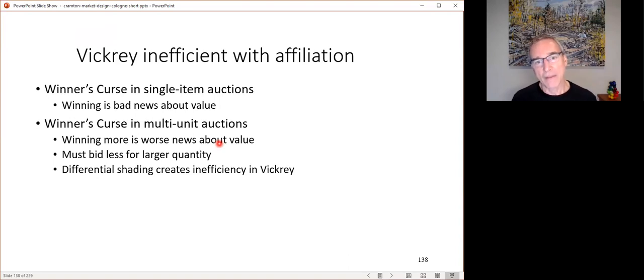Okay, so it should be clear that the Vickrey auction, well, actually, this is maybe a little bit subtle, but once we step outside of private values and we've got some common value element, then we can extend our thinking about the winner's curse. So the winner's curse in a single item, you'll recall, is that winning is bad news about value. And in order to avoid the winner's curse, I need to condition on the bad news that winning conveys.